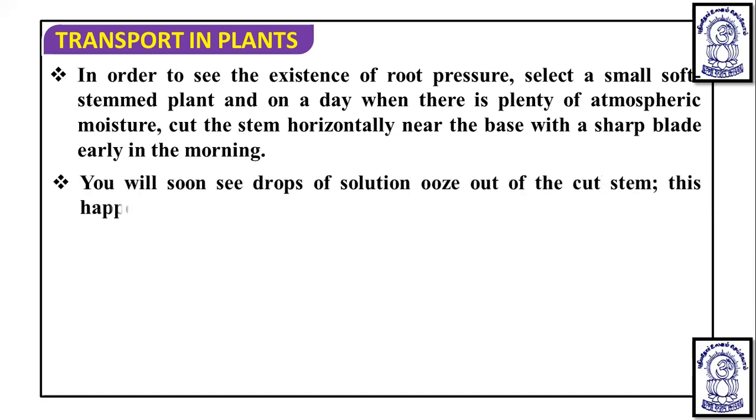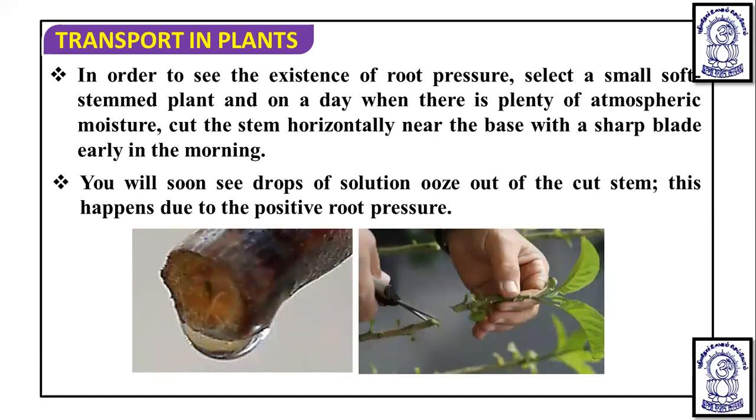When we cut this soft stemmed plant early in the morning with the sharp blade, you will soon see drops of solution oozing out from the cut stem. From one end of the cut stem, you will see the drops oozing out. This happens due to the positive root pressure, and here it is shown how we need to cut the section. If we cut it horizontally like this, you will see the drops coming out.